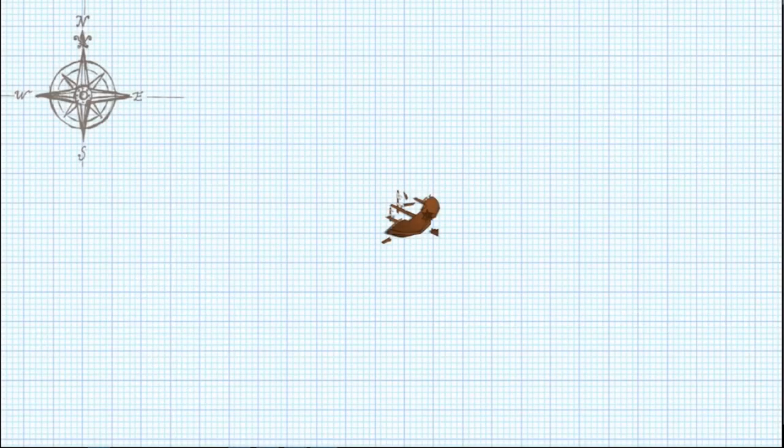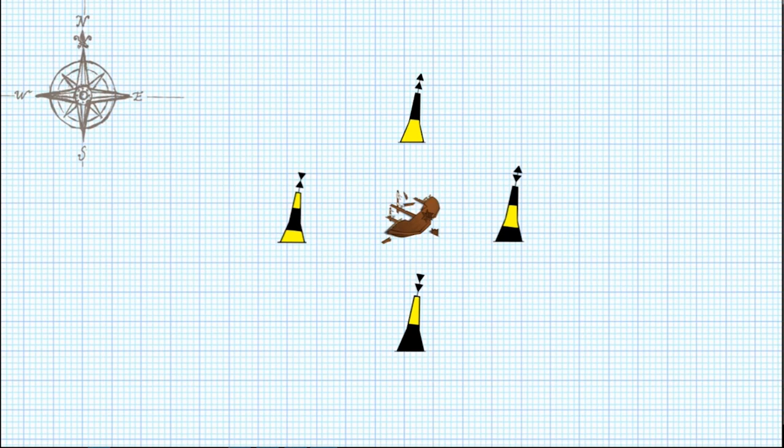So cardinal marks are going to be used to indicate the cardinal directions of underwater hazards or obstructions. North cardinals are going to mark the northern extent of underwater hazards or obstructions, as clear water north of the mark. Likewise with the east cardinal, it's going to mark the eastern extent, clear water east of the mark, and the same with the south and the west cardinals.